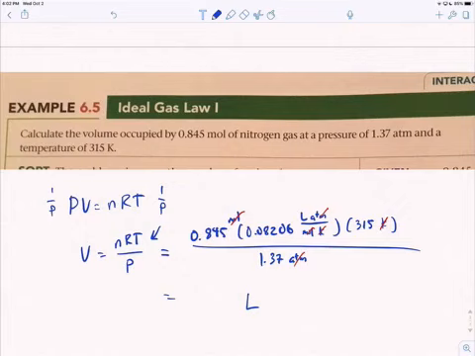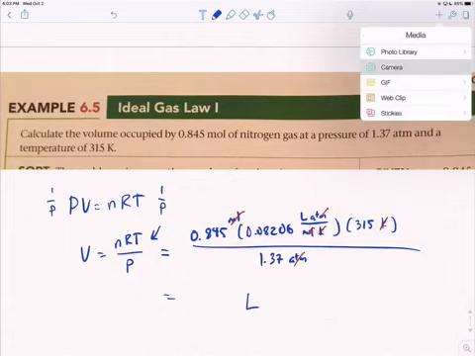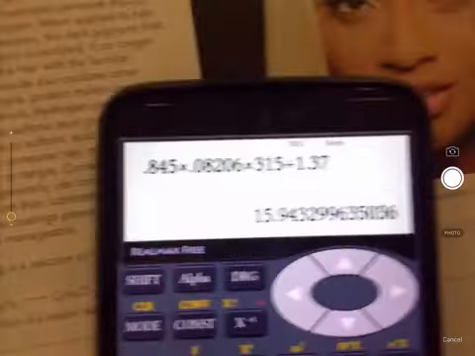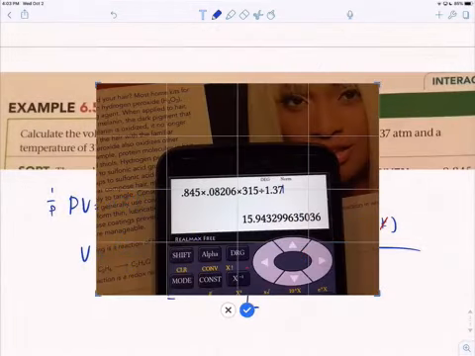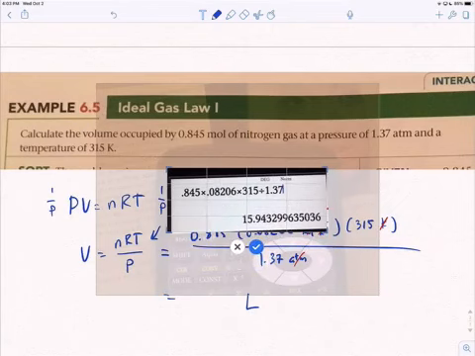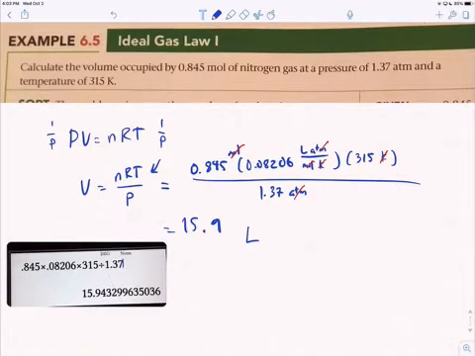0.845 times 0.08206 times 315 divided by 1.37. And you get 15.9 liters.